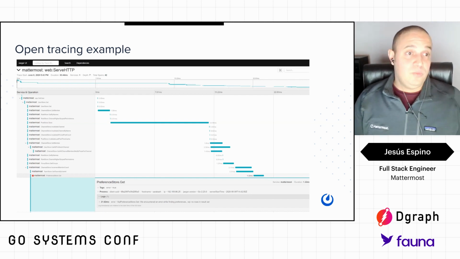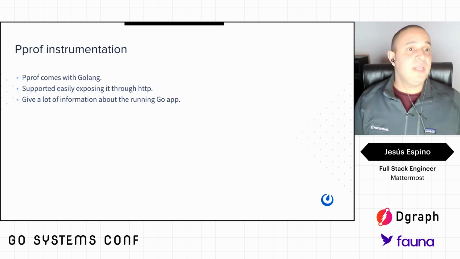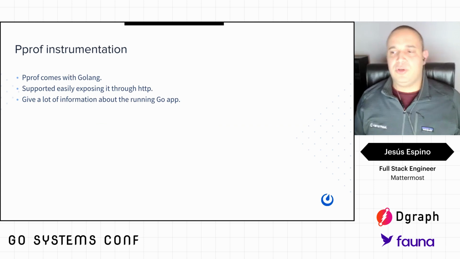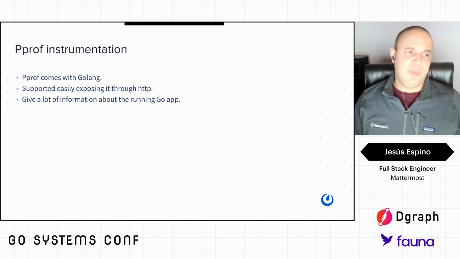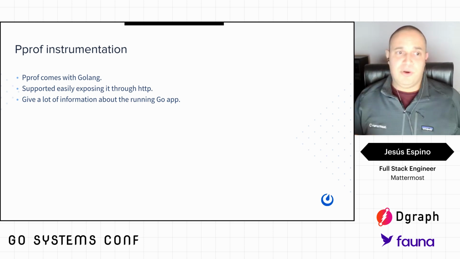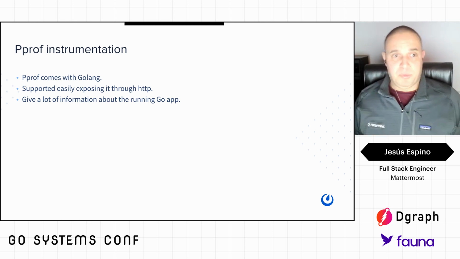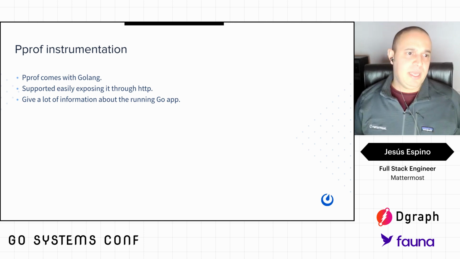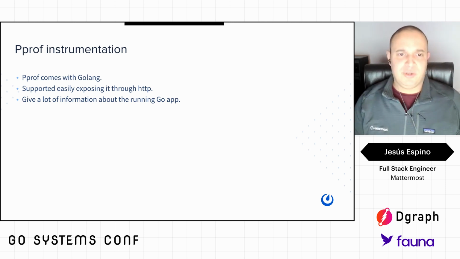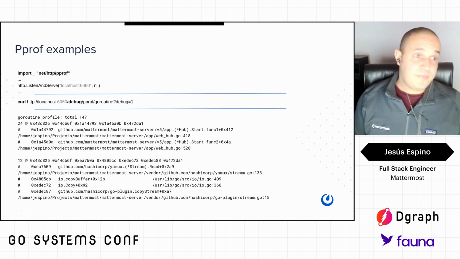This is how we use open tracing for performance investigation. And pprof instrumentation. Okay, well, pprof comes with Golang. It is a super interesting tool. It supports easily exposing the pprof information using HTTP, and gives a lot of information about the running application.